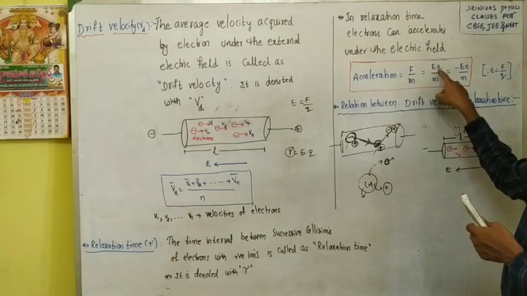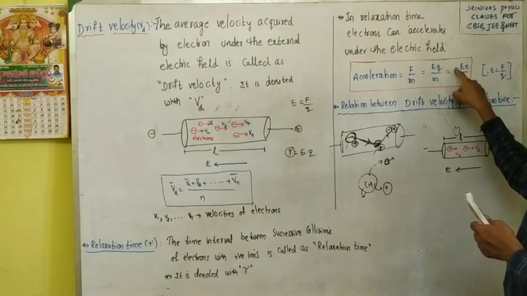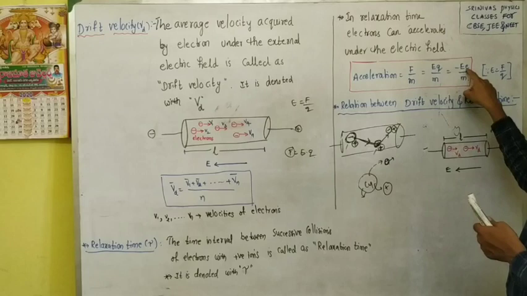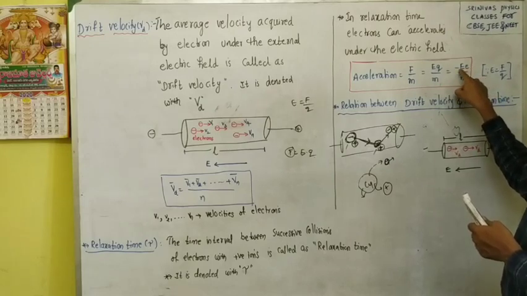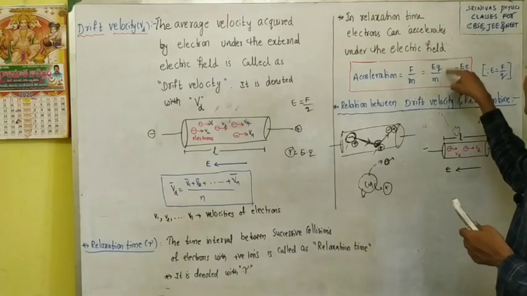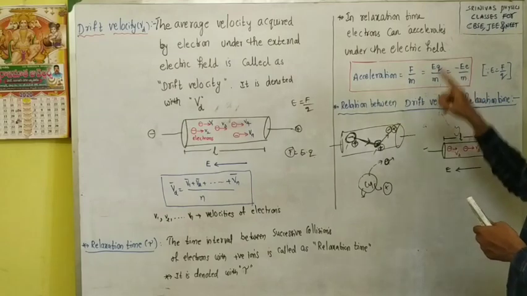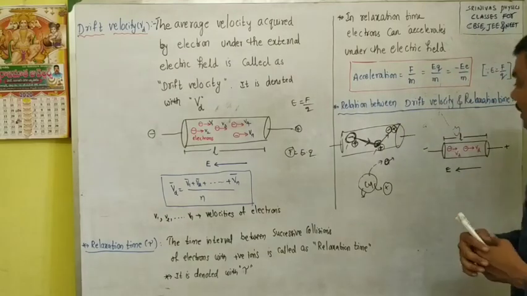And F, the electric force formula, is E q by m. But q is the electron charge, that is minus e. Then we write minus e E by m. E is the electric field intensity, capital E is the electric field intensity. Small e is the electron charge. m is the mass of the electron. This is the acceleration. Negative acceleration means the acceleration of the electron is opposite to the direction of the electric field.